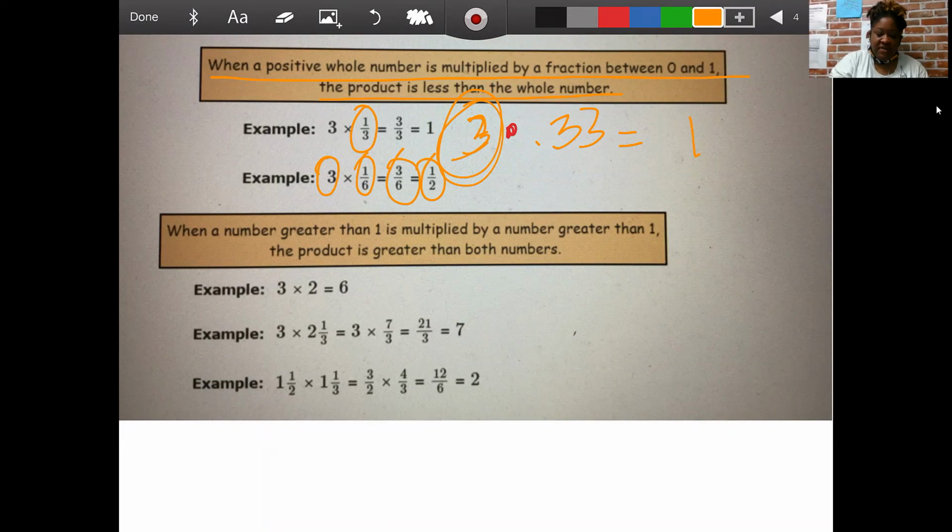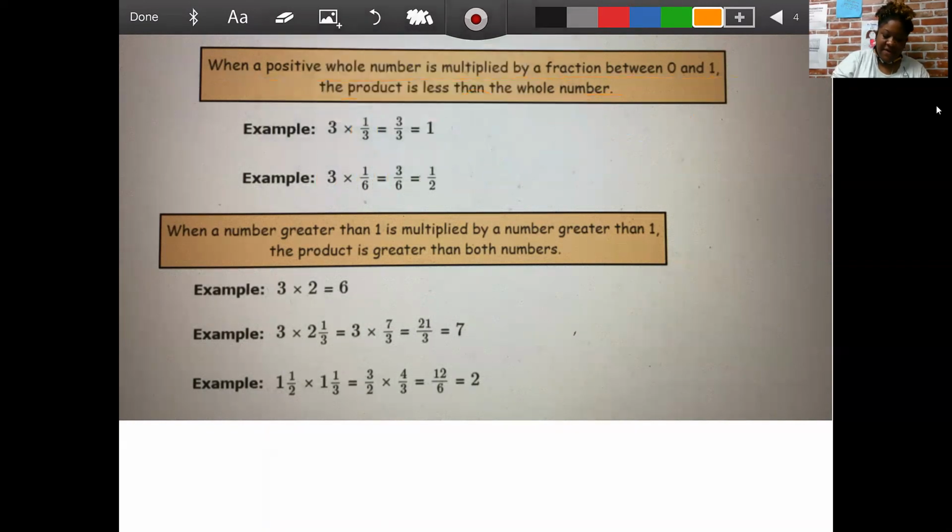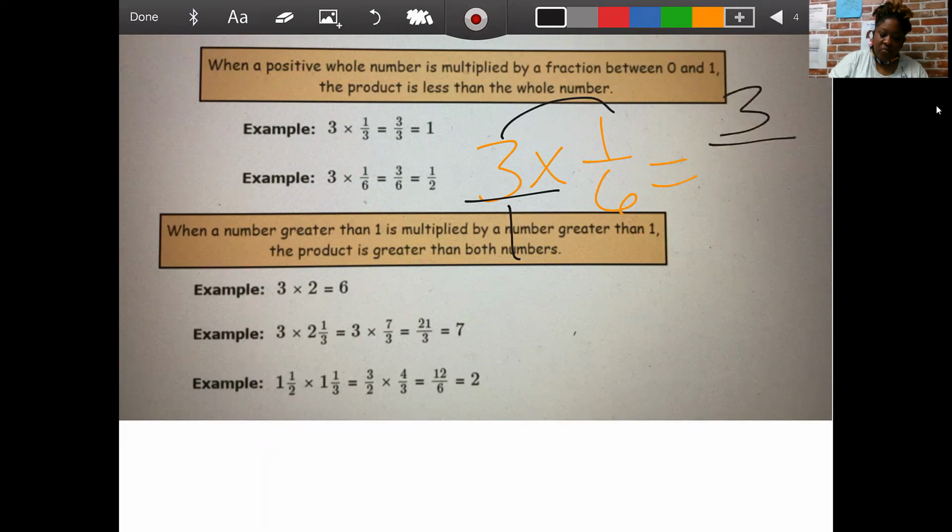Okay, now for those of you that may be confused on how to multiply fractions, let me just show you. You put an invisible 1, you have 3 times 1 is 3, 1 times 6 is 6. So put that invisible 1 underneath the whole number and just multiply your numerators, multiply your denominators, and you get 3 out of 6.